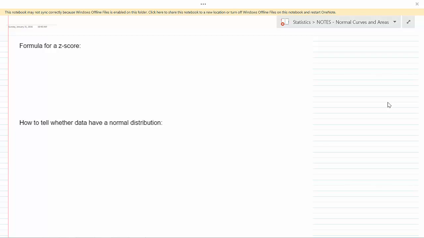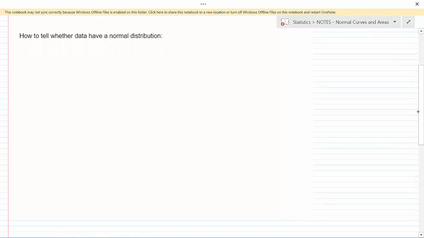A little bit of a review. The formula for a z-score is z equals x minus mu divided by sigma. And last week you were using z-scores to find the area between scores on the normal curve, or the area to the left of a score, or something like that. This week you're going to be doing some similar stuff on your practice page, and I'll get to that in a second. But first I want to talk about how to tell whether or not data have a normal distribution.